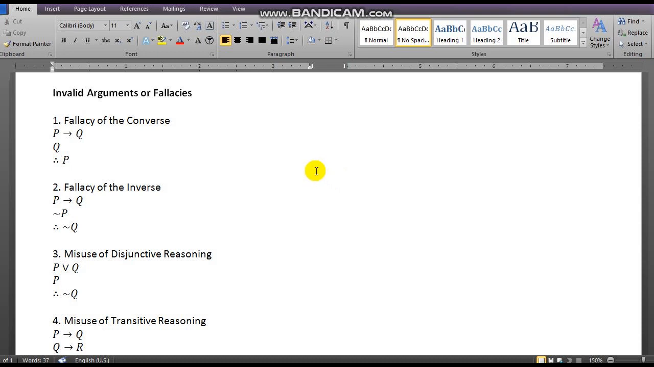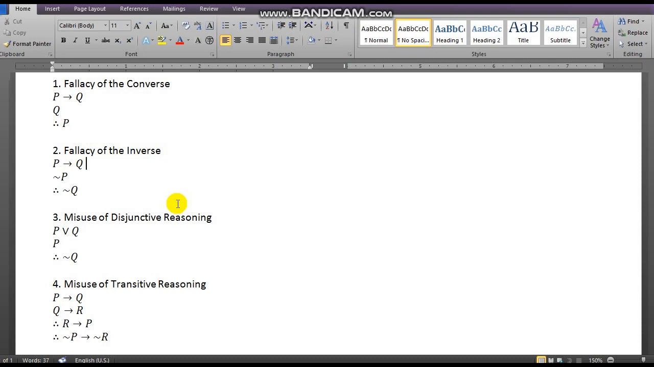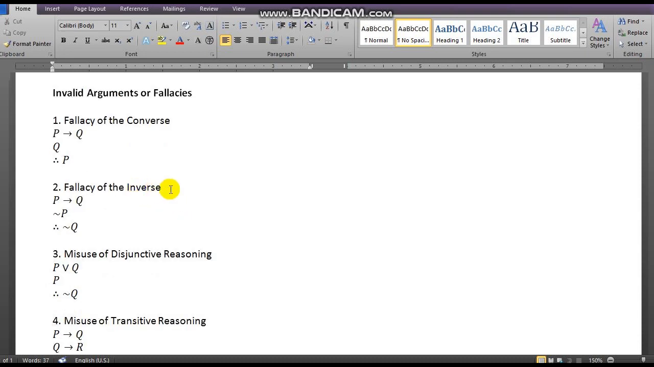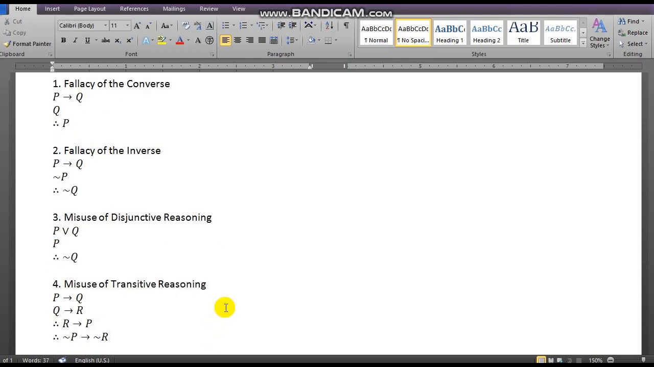So we can analyze statements that were given to us and determine if they are true or false. Since we've already discussed how to prove whether a statement is true, these fallacies can tell us whether a statement is false. We know that it's false if it committed a fallacy. So we have four: the fallacy of the converse, the fallacy of the inverse, the misuse of disjunctive reasoning, and the misuse of transitive reasoning. That's everything about the fallacies, and that's actually everything about the logic for our semester.